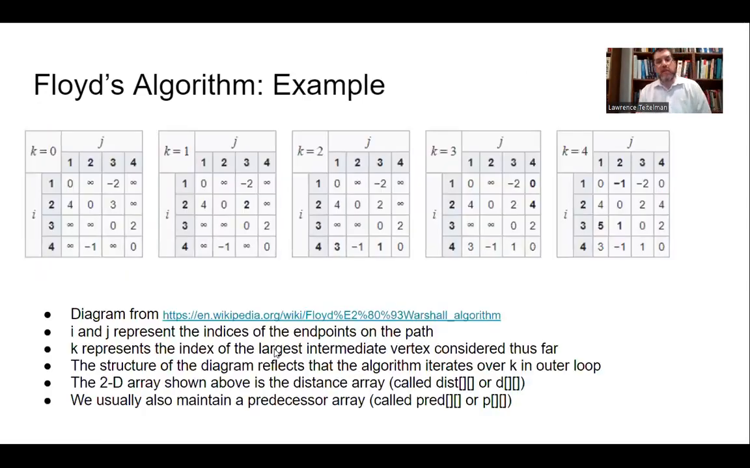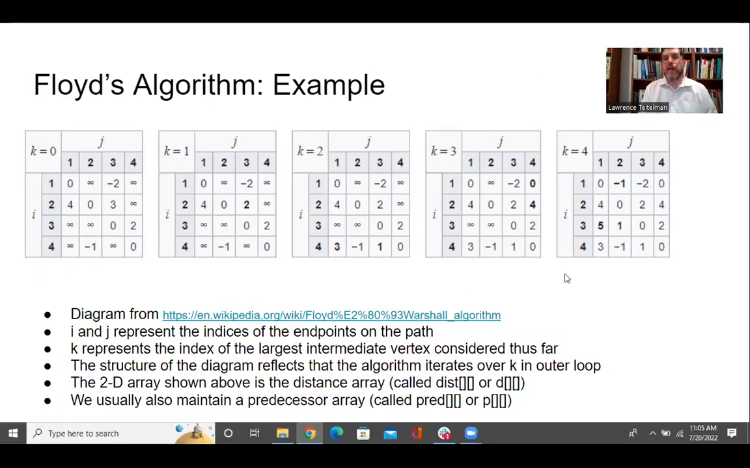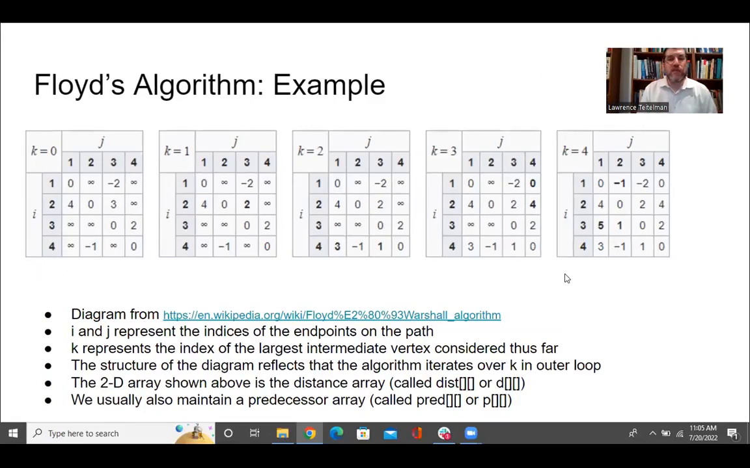So I have a table here. This is taken from Wikipedia, and it shows you as k increases, as my intermediate increases, I gradually fill this in. Everyone see that? So initially, anyone know what infinity means in this context? Why do I have an infinity sign there? Well, it means there's no edge. So initially, this reflects when k equals 0, that means I have no intermediate vertices.